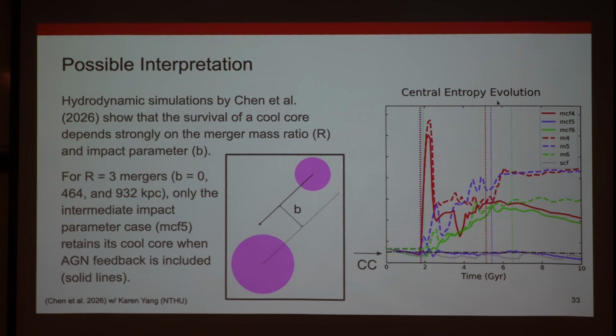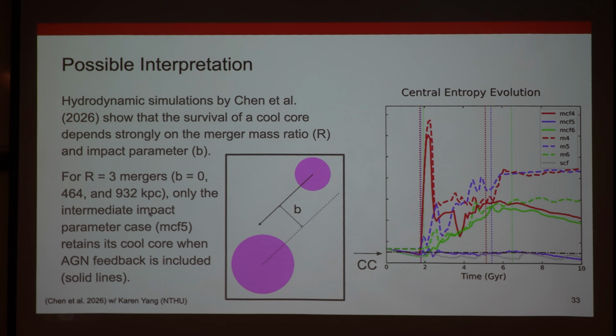And then here is the central entropy, which is what I talked about at the beginning of the talk. It tells you the amount of heat content in the center of the cluster. In this simulation, everything below this line we call a cool core cluster, and everything above this line we call a non-cool core cluster, or the cool core got destroyed. And here is time, so here is when the merging happened. Every cluster starts pretty much as a cool core.